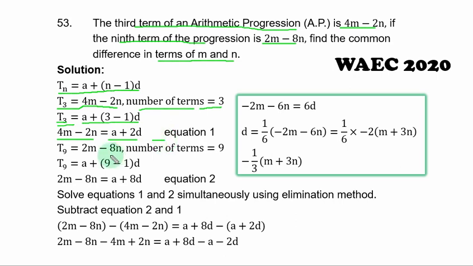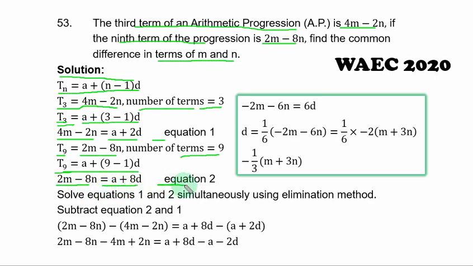In the same question, the ninth term, t sub 9, is equal to 2m minus 8n. At that point, number of terms is equal to 9. You come here, you replace n with 9, you have this result. The ninth term is equal to 2m minus 8n, and that is equal to a plus 8d.